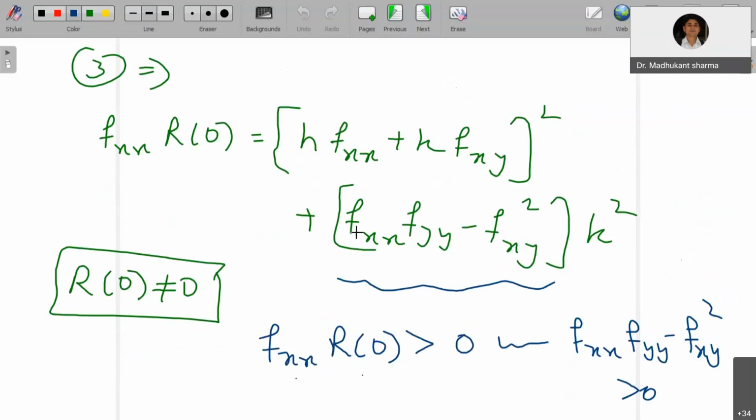Now, the next case, when this quantity is less than 0. Then you can certainly find cases where, for some values of h and k, r of 0 is less than 0, and for others r of 0 is greater than 0.